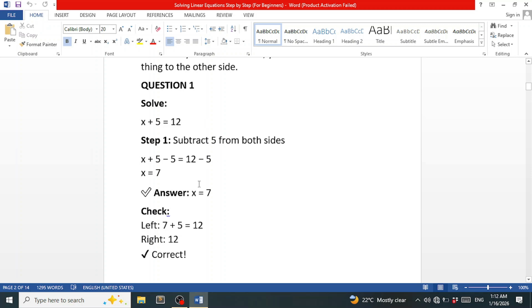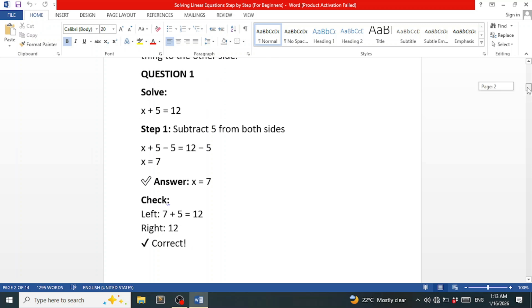So now to check, the left side of our equation is x plus 5. And the value of x is 7, so 7 plus 5, we're going to have 12. Then on the right side of your equation, we have 12 also. And now we need to verify, is the left side equal to the right side? Yes, because left is equal to 12 and the right side is equal to 12. That means our answer or solution is correct.